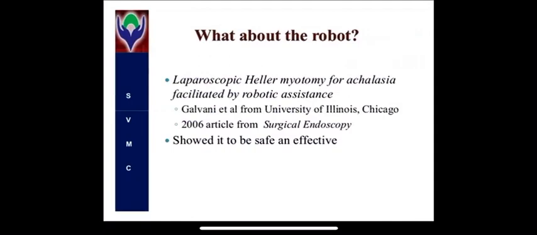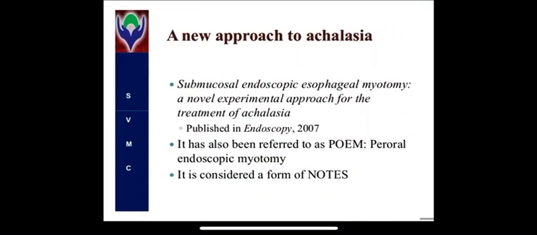Laparoscopic Heller's cardiomyotomy for achalasia facilitated by robotic assistance was first published in an article in 2006 from Surgical Endoscopy by Galvani et al. from the University of Illinois, Chicago. It showed to be effective and safe as a laparoscopic Heller's myotomy.